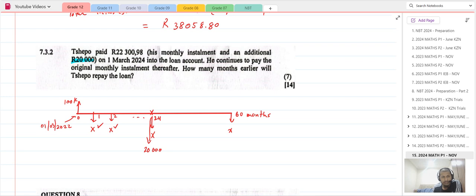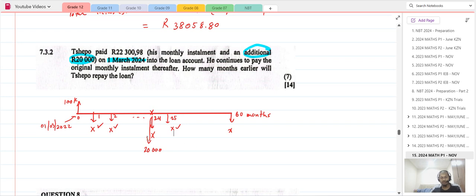He paid an additional 20,000 on 1st March 2024 into the loan account, which is at the 24th month. He continues to pay the original monthly installment thereafter. How many months earlier will Sepo repay the loan? So at 25 he's still paying X. How many months earlier will he repay?